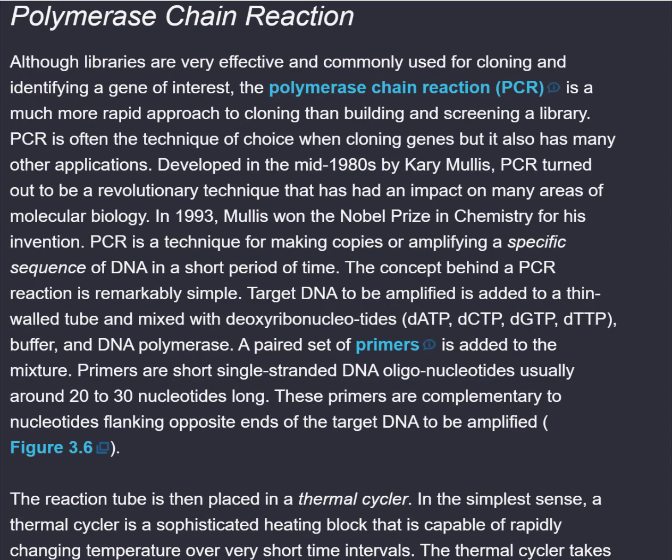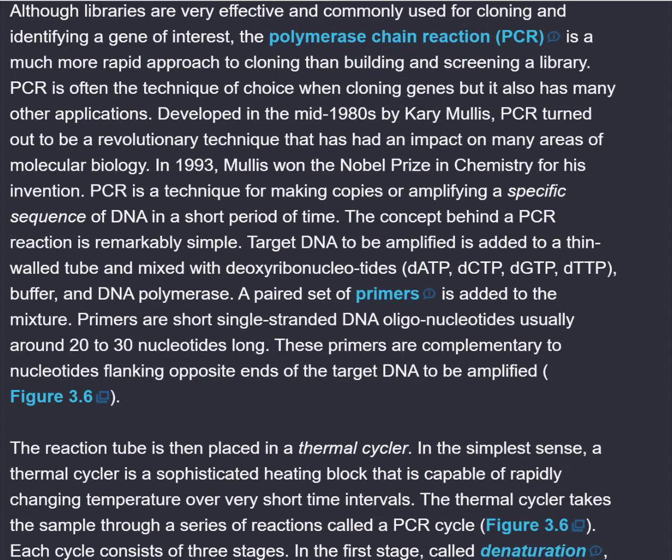Polymerase chain reaction. Although libraries are very effective and commonly used for cloning and identifying a gene of interest, the polymerase chain reaction, PCR, is a much more rapid approach to cloning than building and screening a library. PCR is often the technique of choice when cloning genes, but it also has many other applications.